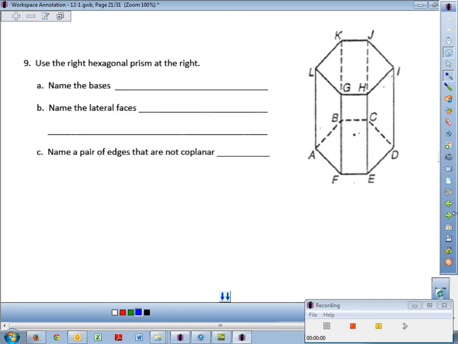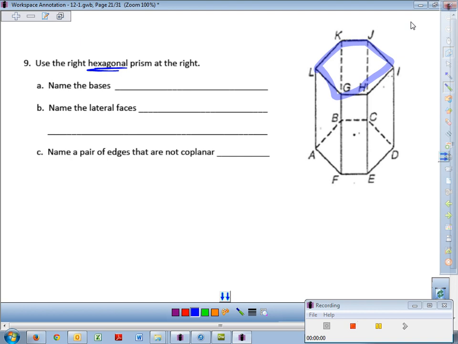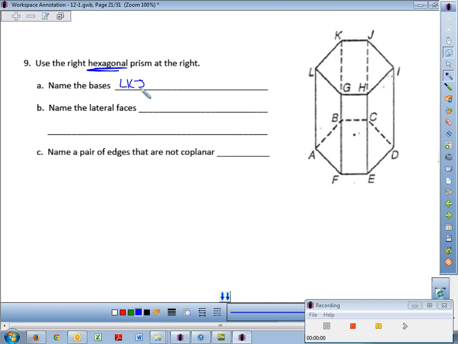Then it says, use the right hexagonal prism at the right. Name the bases. Well, the bases are the hexagons, because that's pretty obvious right there. Here's one of them. So we name it in any consecutive order that we want to. So we call it L, K, J, I, G, H. You don't put any commas in there.